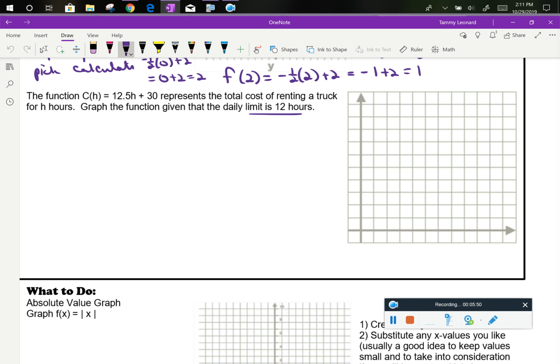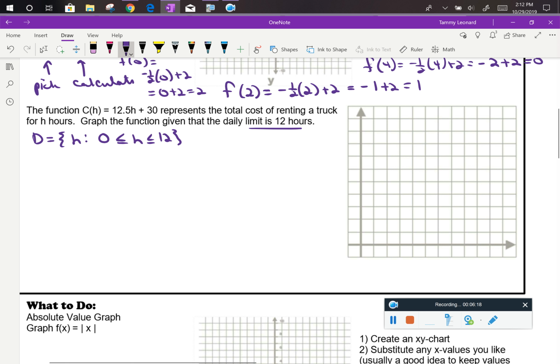I certainly don't need to pick any h values that are more than 12. And if you think about it, I can't rent the truck for any fewer than 0 hours. So the smallest number I could need to pick would be 0. So I know that the domain of this function, all the h values, are limited between 0 and 12. I don't need to pick anything outside of that range.